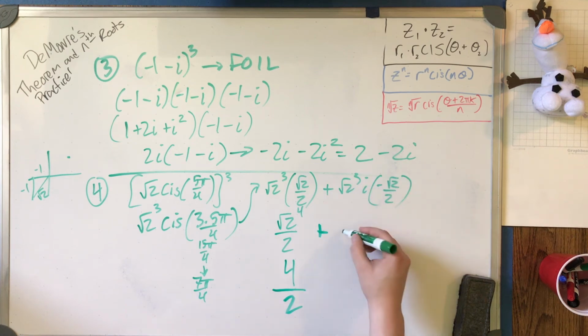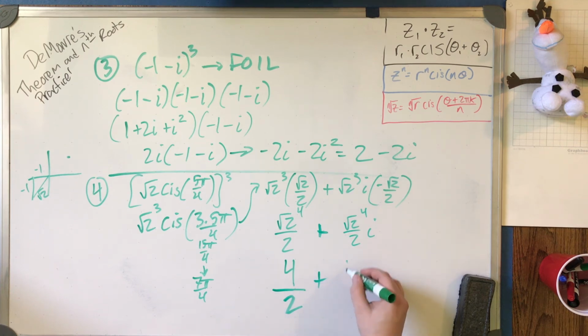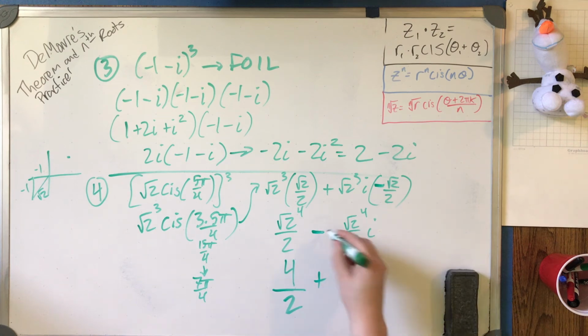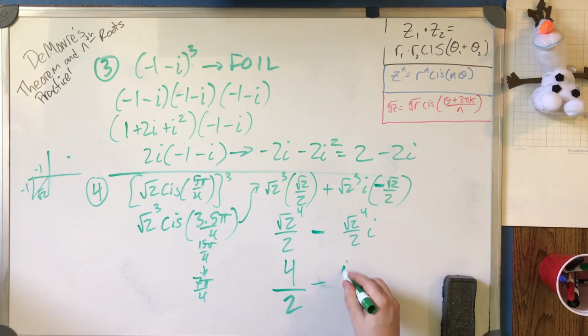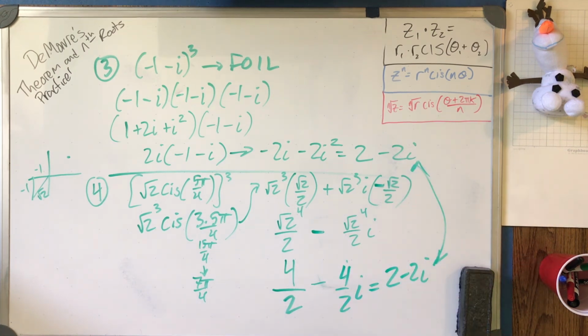We get the same exact thing over here. I get the square root of 2 to the fourth over 2i. So again, that's going to be plus, sorry, there's the negative sign there. I missed that. Negative 4 over 2i. So if we just simplify that, we're going to get 2 minus 2i, which is the exact same thing we got up there.